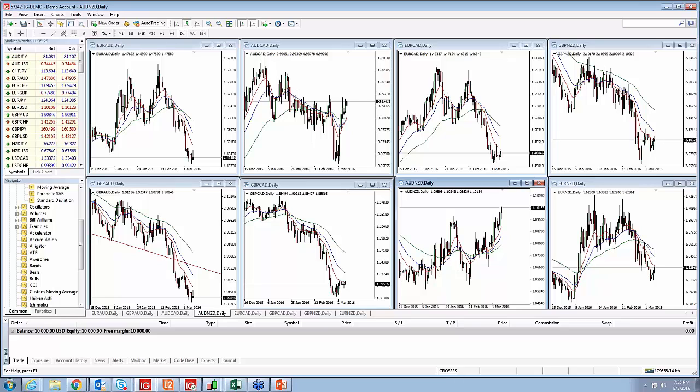Which one do you think is the most bearish? What do you guys think? Which one do you think is the most bearish? Oh, these 8 pairs. Yep, Pound CAD, exactly.